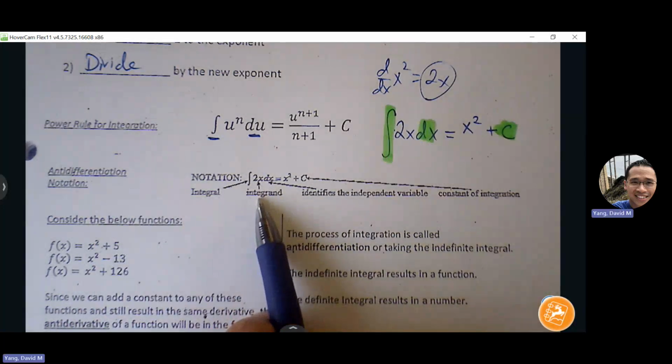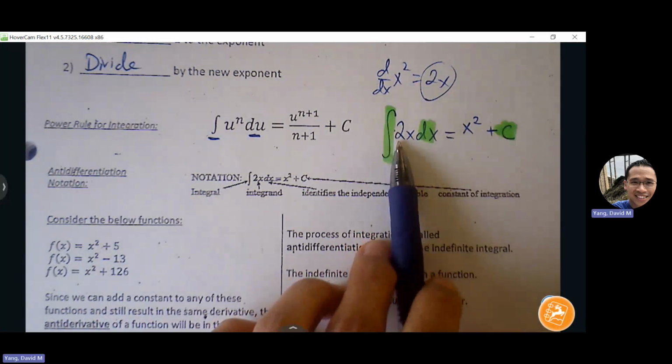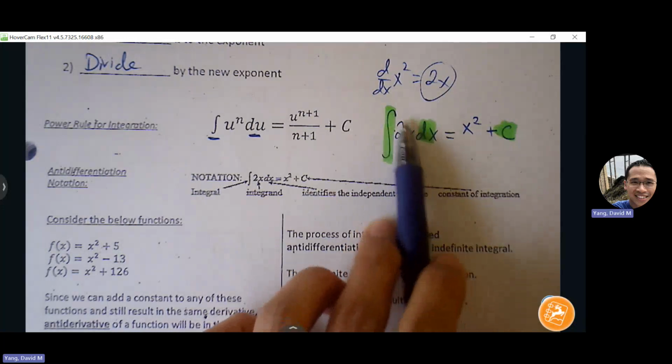The 2x is called the integrand. This is the expression before the antiderivative is taken. This is the problem that we're working with.